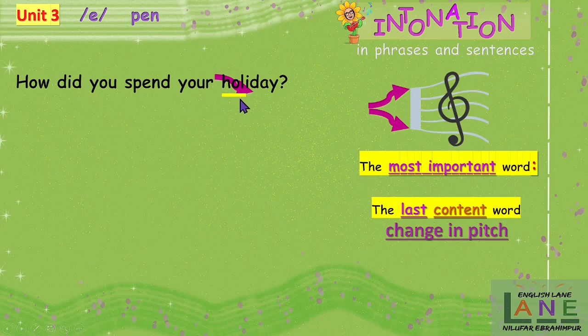You see, how did you spend your holiday? How did you spend your holiday? How did you spend your holiday? Holiday. Look at this. When you use falling intonation here, you need to continue the falling intonation to the end of the sentence. And this syllable is stressed. It has a falling intonation, and so it goes lower. But what about this syllable? It has to go even lower. Holiday. Even lower.